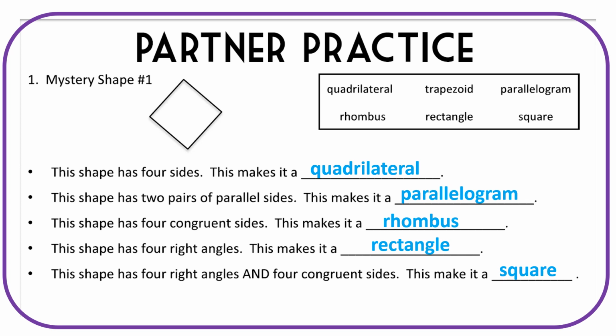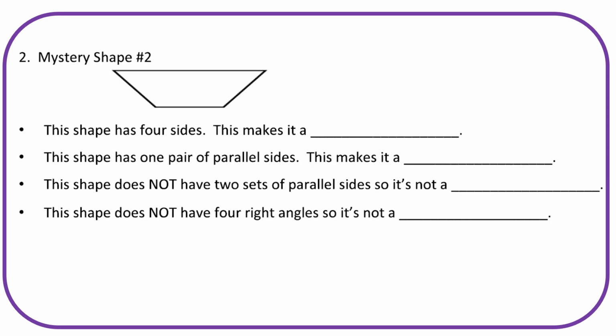Remember, the goal here is to use as many characteristics as you can for a given name and try to figure out which one best fits without repeating the name of any quadrilateral. You know, these ones are a little bit trickier. We'll do a second one together, mystery shape number 2.